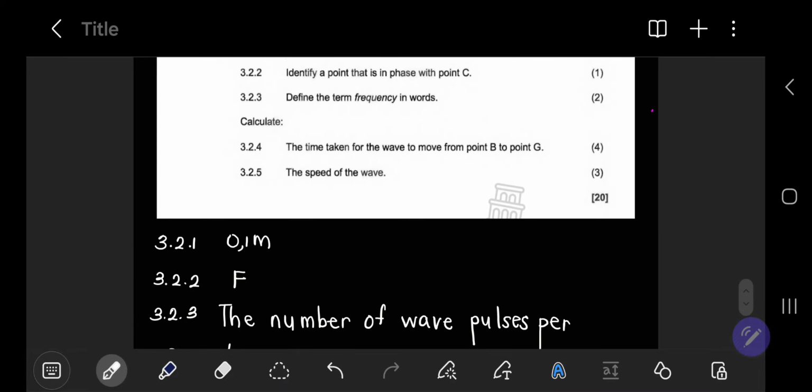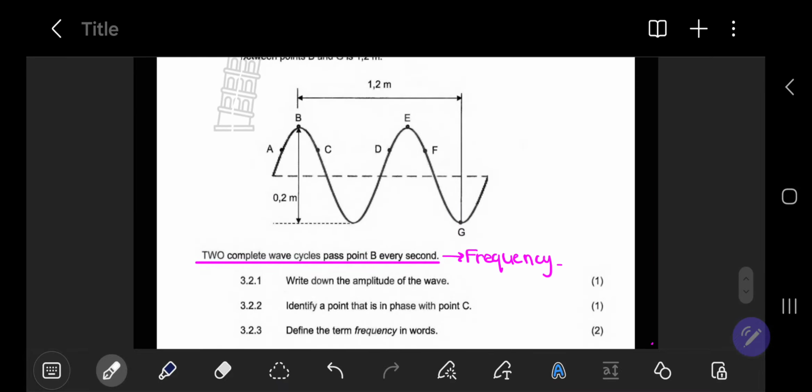So let's go back up to our diagram and let's count how many waves we have from point B to point G. Now since we're starting off here at point B, from point B, which is a crest, to the next crest, which is point E, that is one wave. From E to G, that is half a wave. So from B to G, that's only 1.5 waves.